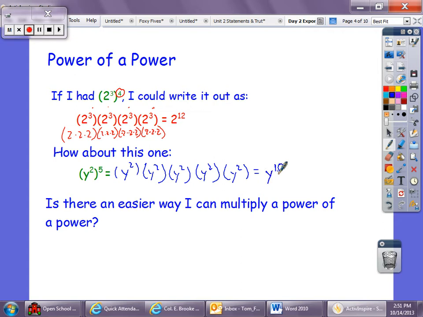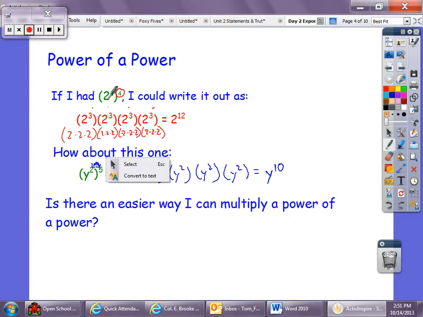Is there an easier way that I can multiply a power of a power? When we think about this, 2 plus 2 plus 2 plus 2 plus 2 is like saying 2, because I'm repeating this 2, I'm doing it 1, 2, 3, 4, 5 times. So that's 2, my exponent, times 5, because that's how many times I did it. So what we're really doing is multiplying these two numbers.